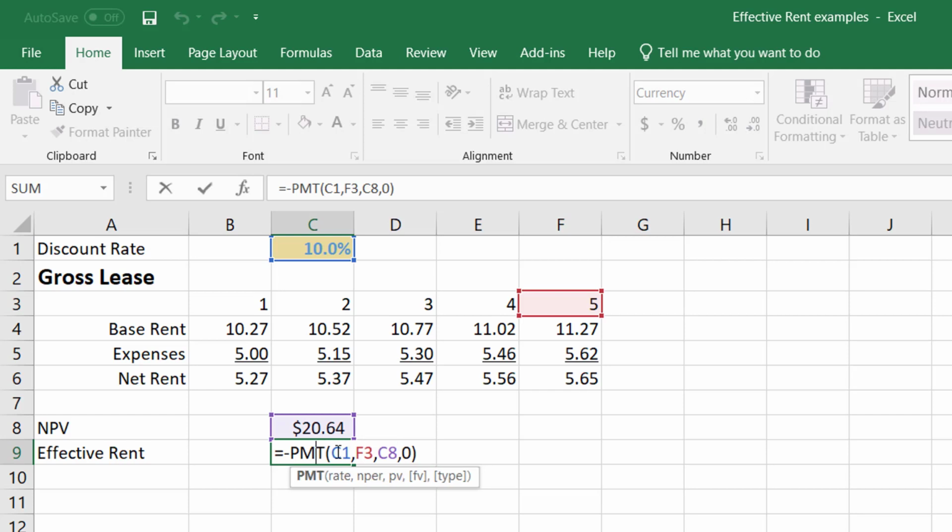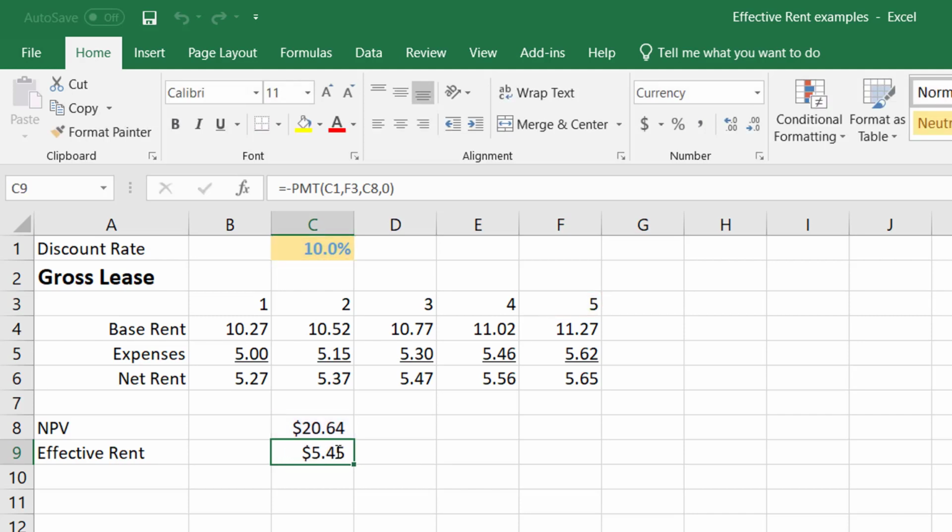The only other thing I want to point out here is that I put a negative sign at the front of the formula to make the result come up as a positive number. So in this case, $5.45 is an effective rent, and that's a per year number and a per square foot number as well. So that's a gross lease.